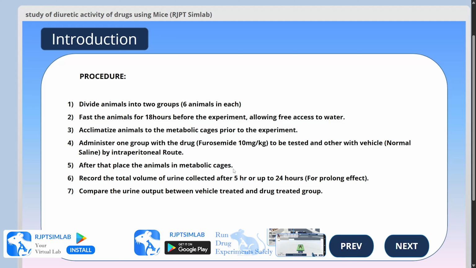The intraperitoneal route is the abdominal, peritoneal region, and it is administered with the help of an injection. We insert the injection into the abdominal region so that it is directly delivered inside. Then after that, place the animal in the metabolic cage and record the total volume of urine collected after 5 hours, or up to 24 hours for prolonged effect. We have to collect the urine for 5 hours or up to 24 hours. And then we will compare the urine output between the vehicle treated and the drug treated groups, between control and drug.